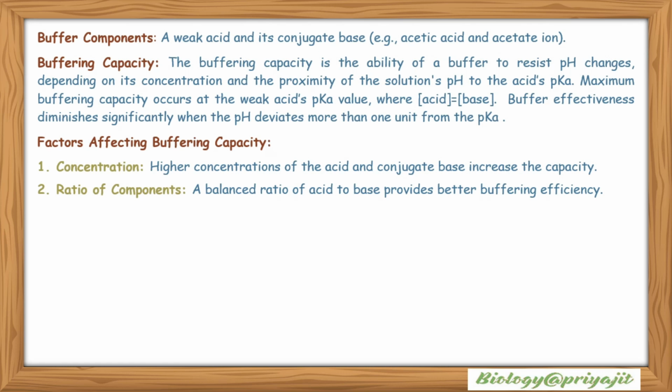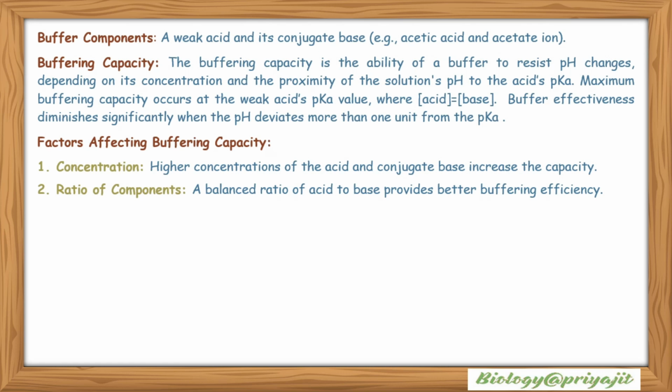Buffer components: a weak acid and its conjugate base, that is, acetic acid and acetate ion. Buffering capacity: the buffering capacity is the ability of a buffer to resist pH changes, depending on its concentration and proximity of the solution's pH to the acid's pKa. Maximum buffering capacity occurs at the weak acid's pKa value, where acid is equal to base. Buffer effectiveness diminishes significantly when pH deviates more than 1 unit from the pKa.